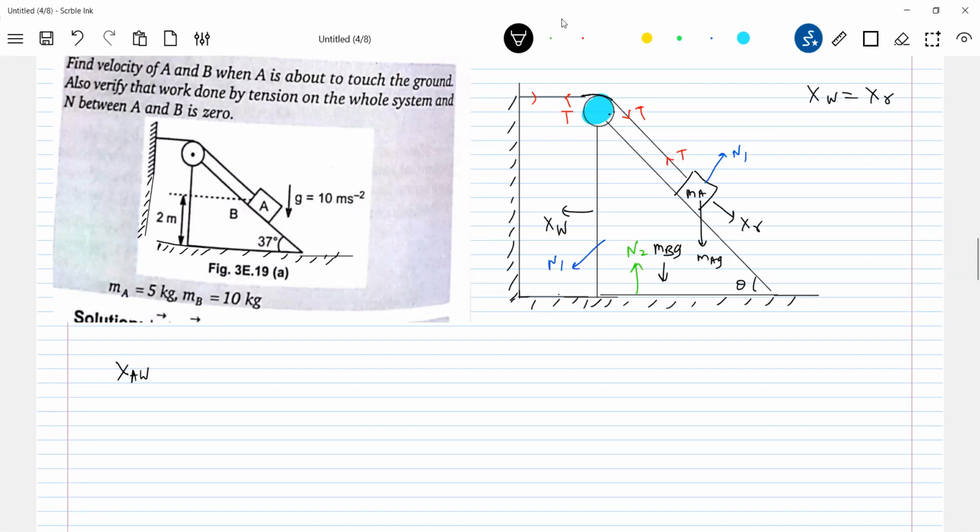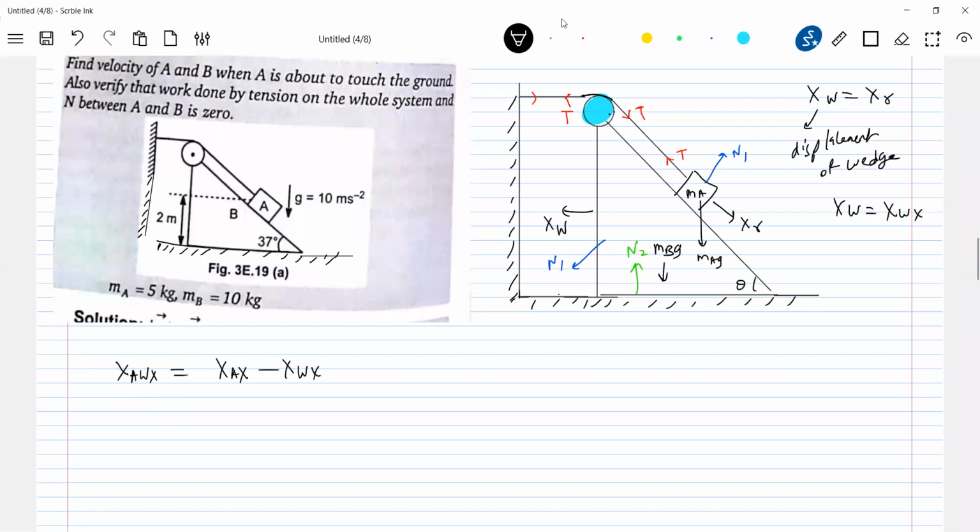XW is what? XB. So I'll write symbols. Displacement of wedge it is. Displacement of block A with respect to wedge B along x-axis should be equal to XAX minus XWX. What is XWX? XWX is nothing but equal to this one, because the wedge is moving only along the x-axis here. This is what we know, XR.